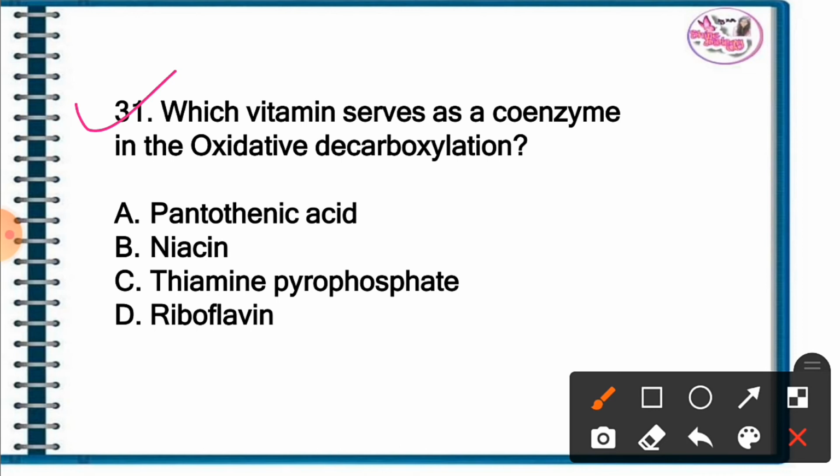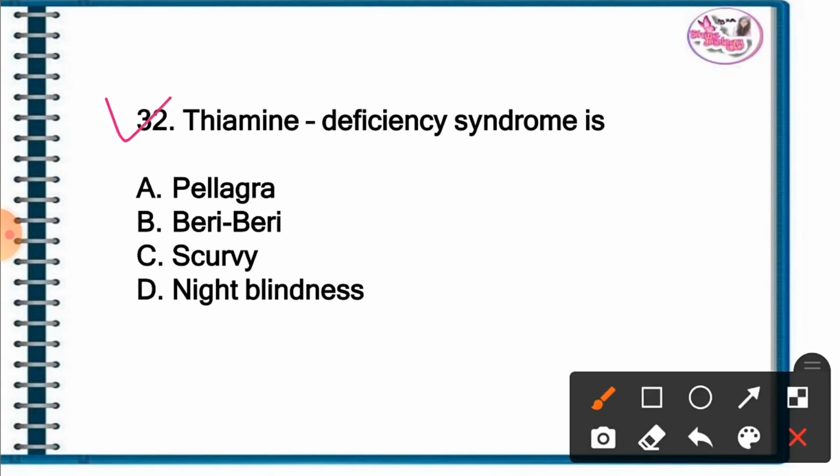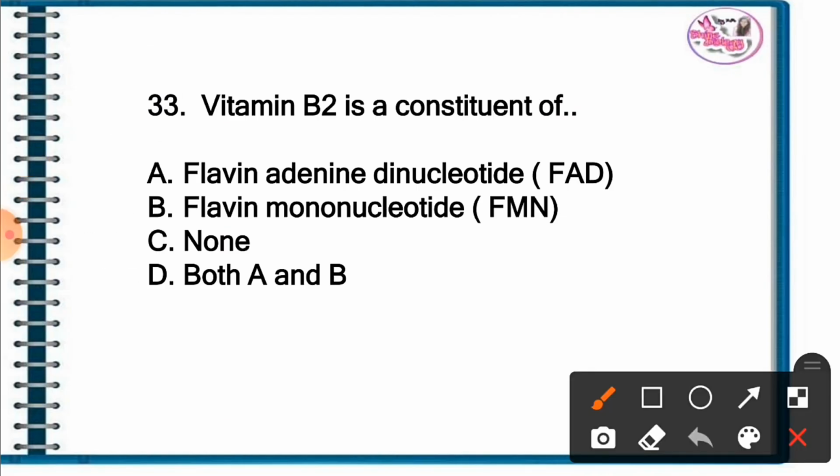31. Which vitamin serves as a coenzyme in oxidative decarboxylation? The answer is option C. Thiamine pyrophosphate vitamin serves as a coenzyme in oxidative decarboxylation. 32. Thiamine deficiency syndrome is. The answer is beriberi. 33. Vitamin B2 is a constituent of. The correct answer is option D, both A and B. Vitamin B2 is a constituent of flavin adenine dinucleotide and flavin mononucleotide.